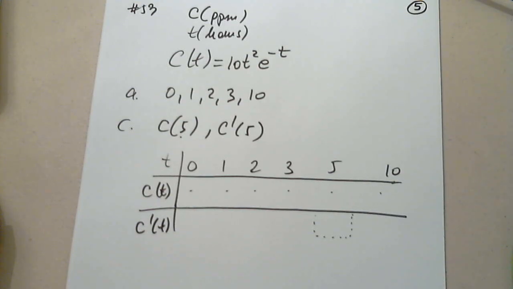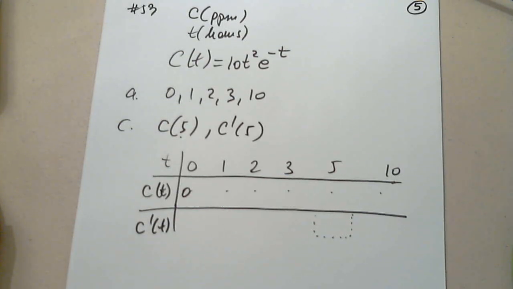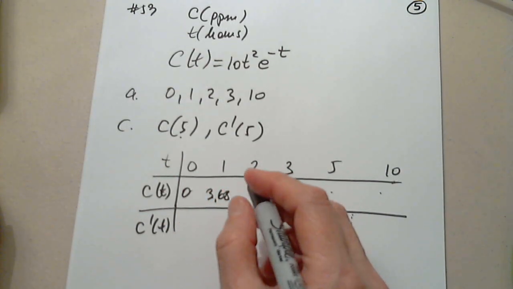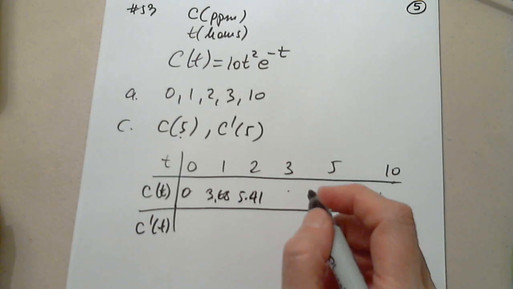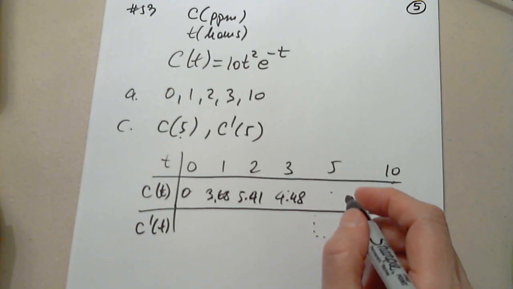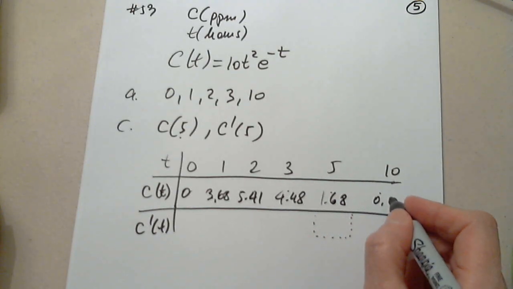I'm not going to do this 15 times, right? I'm going to do it smart. I don't know if they want us to use 2 decimals, 3 decimals. Are they telling us anything? I'm going to use 2 decimals then. So 0, 3.68, then 5.41, then 4.48 ppm, parts per million, 1.68, and 0. I'm going to say 0.5.